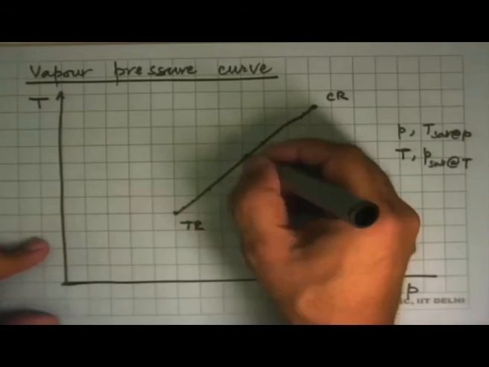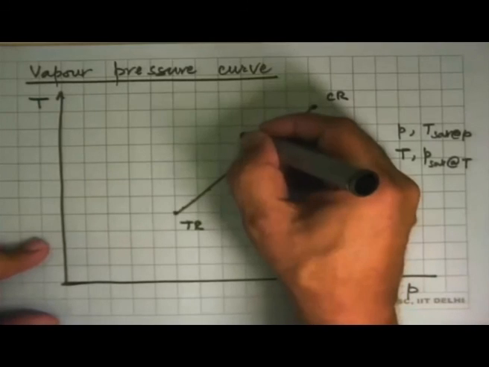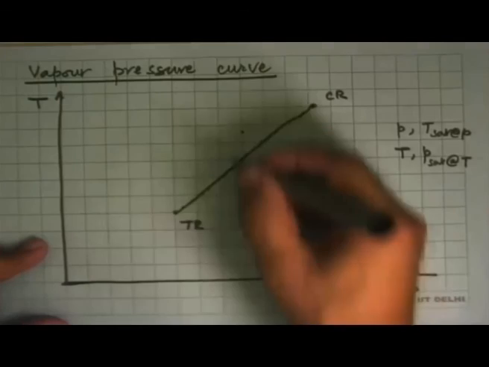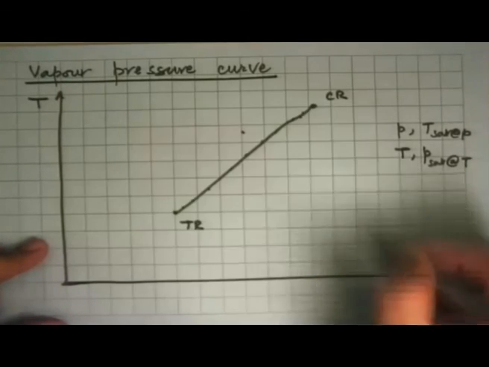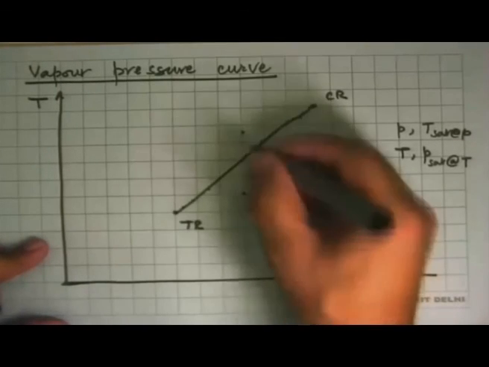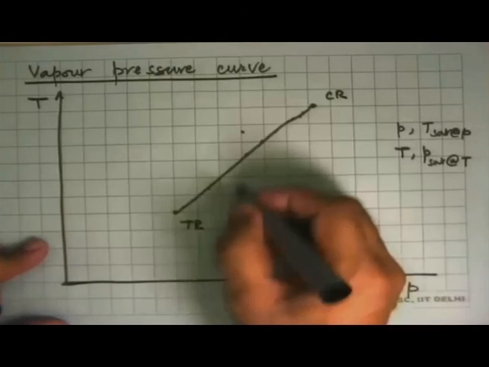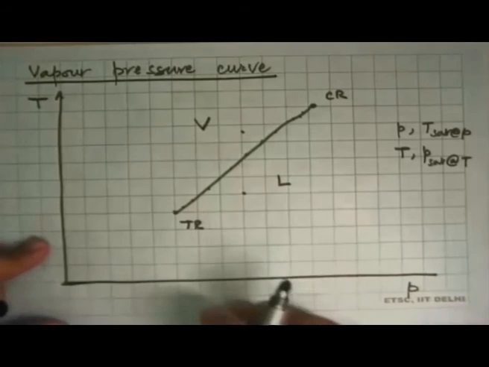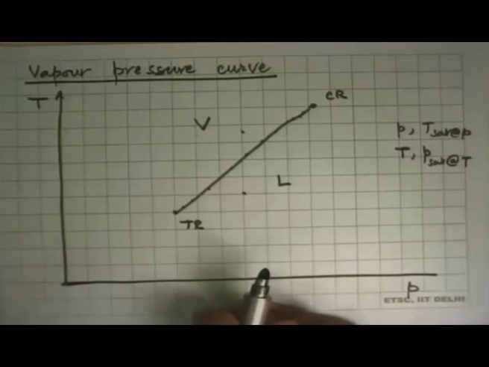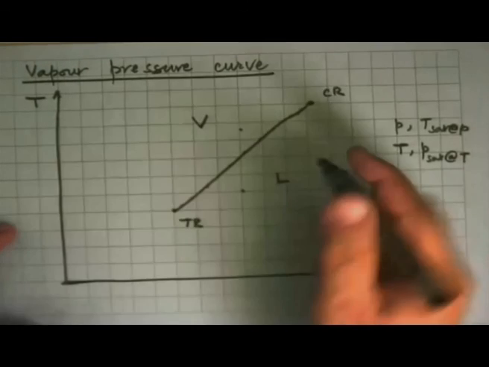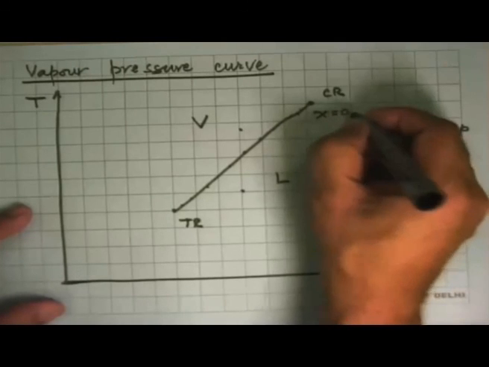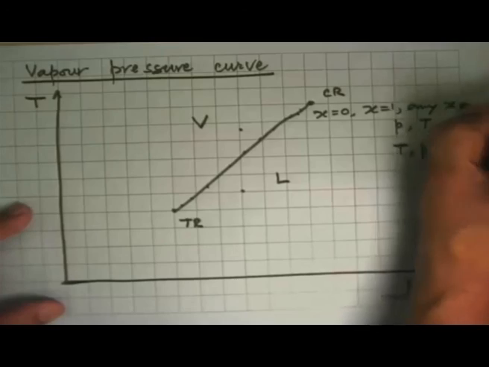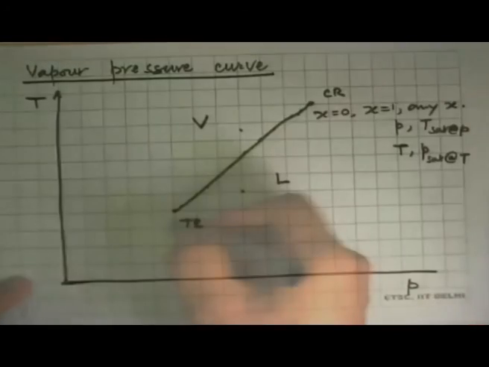At the same pressure, if the temperature is more, or we could have at the same pressure, temperature is less than the saturation temperature, then this is the liquid phase and this will be the vapor phase, which we call the superheated vapor phase. And this line represents x equal to 0, x equal to 1, and any x, any saturated state will lie on this line.